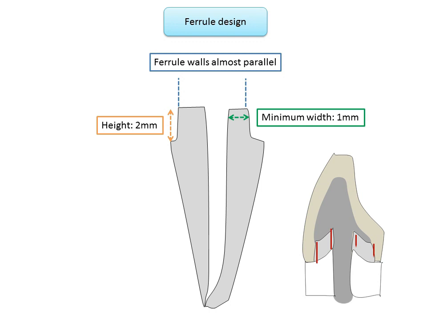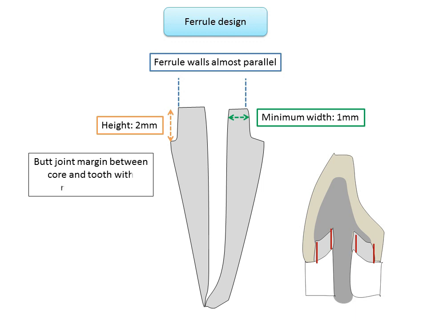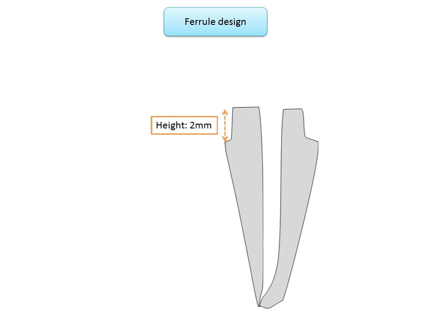So it is not just prepared like a horizontal pillar, but it conforms to the anatomy of the tooth, wherein the minimum height of 1 millimeter should be maintained. A butt joint margin should be present between core and tooth with minimal taper. Now let's look at these points individually.